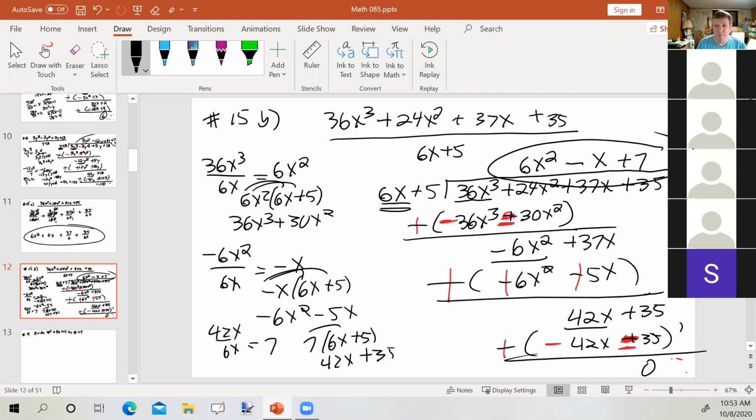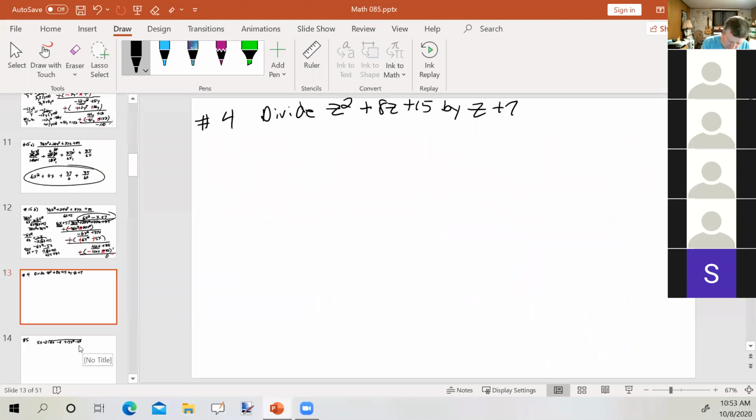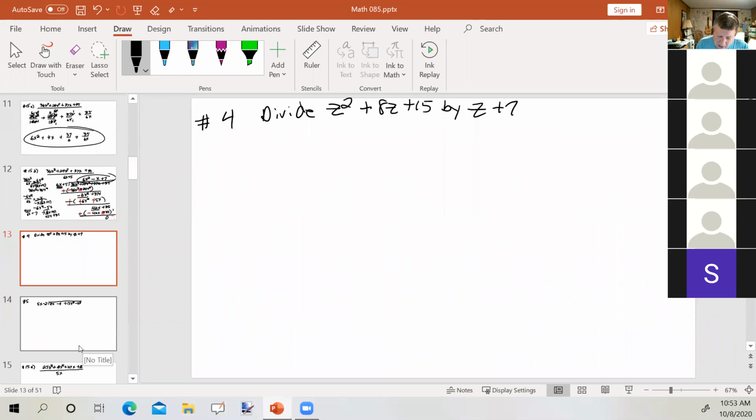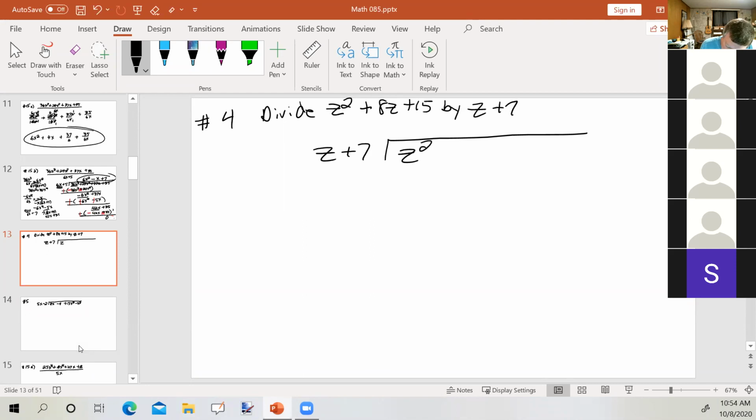We good to go on to the next one? Yep. All right. It says divide z squared plus 8z plus 15 by z plus 7. So z plus 7 is on the outside. Z squared plus 8z plus 15 is on the inside. Both of them are in standard form, descending powers. So we're good to go. I'm going to divide the inside leading term by the outside leading term. Z squared divided by z is z, which goes up there in the z column.